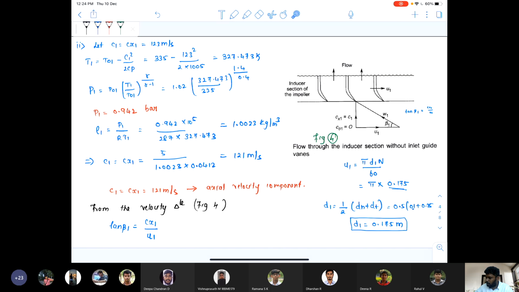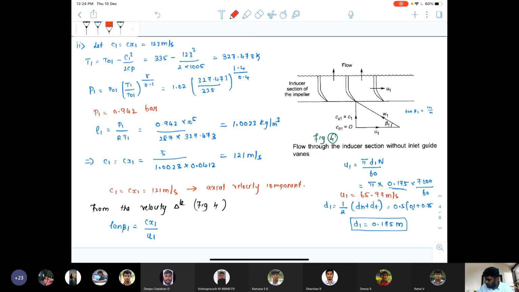Therefore by substituting d1 is equal to 0.175 meter in this equation, you can get the value of u1. Therefore u1 is equal to pi into 0.175 into the value of n, 7200, divided by 60. Therefore the value of u1 will be equal to 65.97 meter per second. And if you substitute this value in this equation, you can get the value of beta 1.